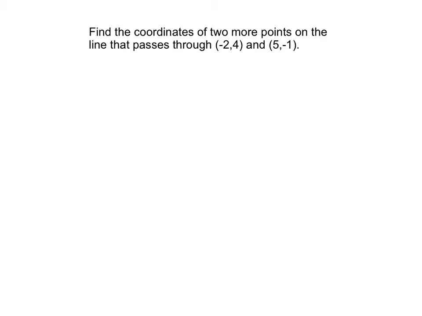Interesting question says find the coordinates of 2 more points on the line that passes through (-2, 4) and (5, -1). Okay, so let's think of how we will do this. Here's the point (-2, 4), and approximately here's the point (5, -1). So here's the line that passes through those 2 points. Okay, so let's find the slope between these 2 points. That might be helpful, seeing that this lesson is on slope.